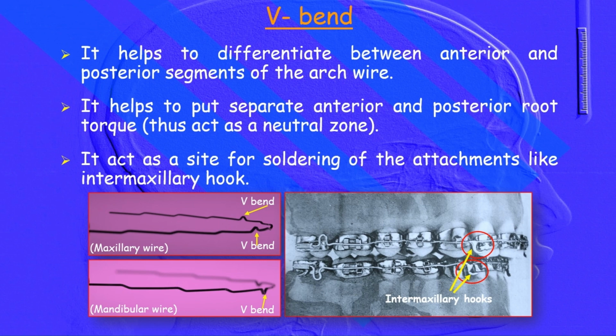You know that the nature of torque in incisors is different from the rest of the teeth in the dental arch. Thus, V-bends act as a neutral zone by separating their torque in the arch wire. Also, V-bends act as a site for the soldering of attachments like intermaxillary hooks to the arch wire. The apex of the V-bend also guides clinicians in identifying the gingival and occlusal surfaces of a rectangular arch wire.